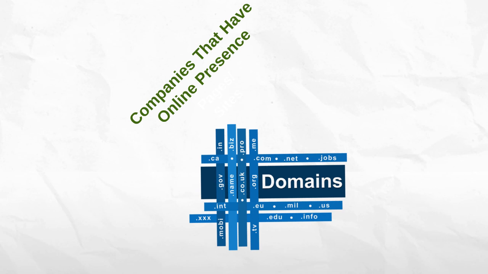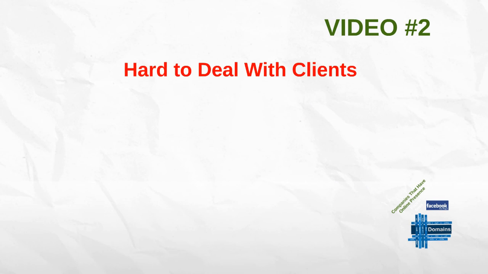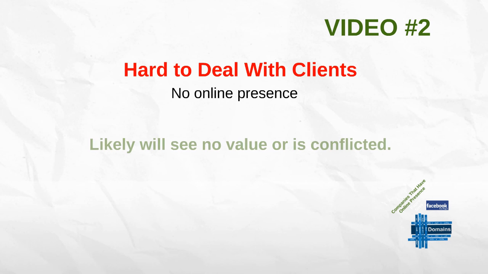So essentially, low-hanging fruit clients are companies that have some sort of online presence. Facebook fan pages, Twitter account, things like that. Now, hard to deal with clients have no online presence whatsoever. They might have a Facebook fan page, so they might see some sort of value, but they're really not updating their Facebook fan page. If they are, and they don't really have a website, that might be a plus, because they see some sort of value in it.